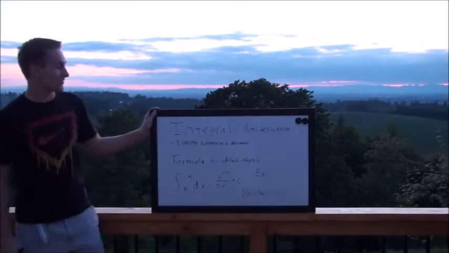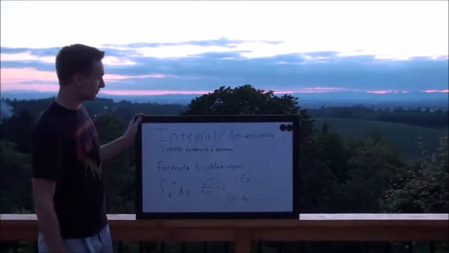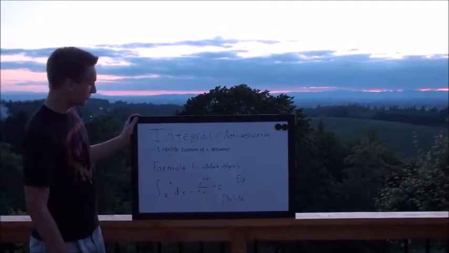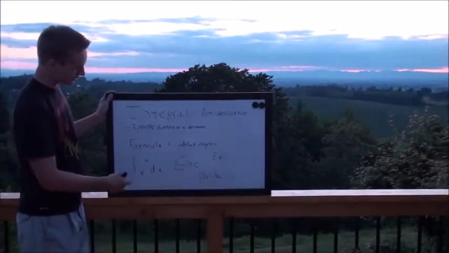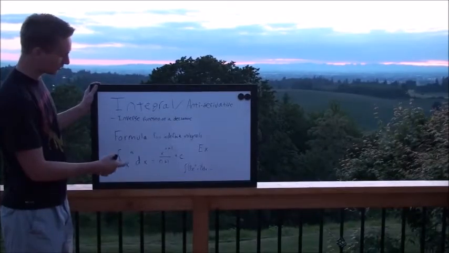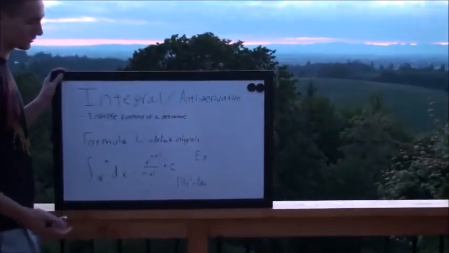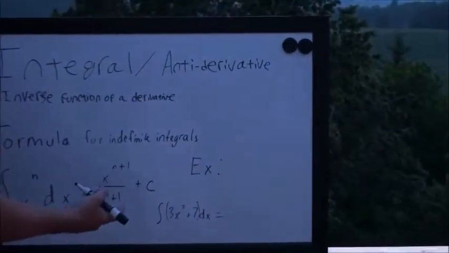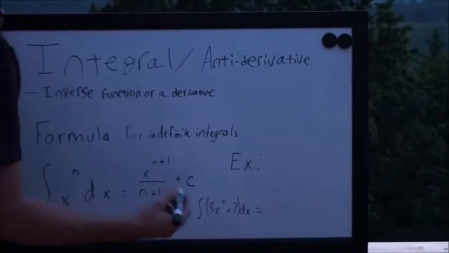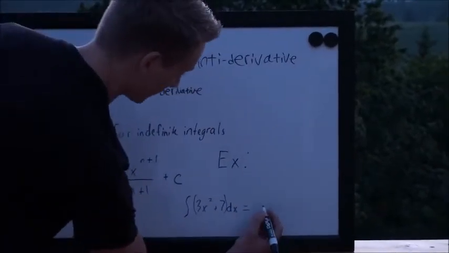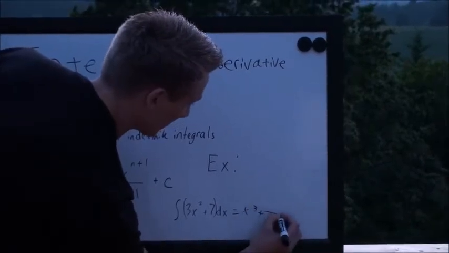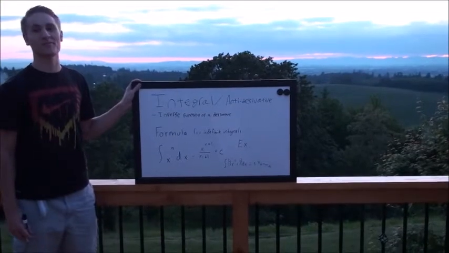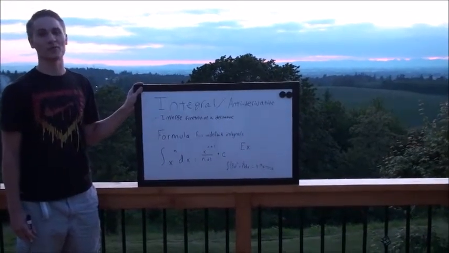Thank you, Steel Trap. So now we have integral or antiderivative, which is inverse function of a derivative. So the formula for an indefinite integral is x to the n dx equals x to the n plus 1 over n plus 1 plus c. So an example of this would be integral of 3x squared plus 7 dx, which would equal 3 over 3, which would be 1. So we have x cubed plus 7x. Now I'm done with the problem. Now enjoy this clip of Matthew Peters and Sam Roth doing 101.